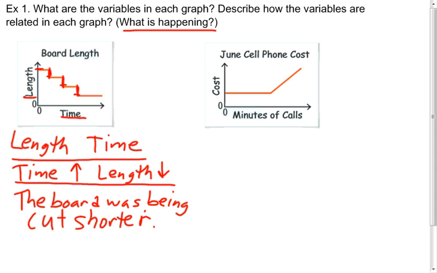Let's look at the other one over here. It says June cell phone cost. I don't know if most of you probably have cell phones. So you've got the cost that your cell phone bill is, and then you've got minutes of calls. So the two variables that we're comparing are the cost of your bill and the number of minutes that you talk. Those are my two variables. Minutes is time. Time always goes up.